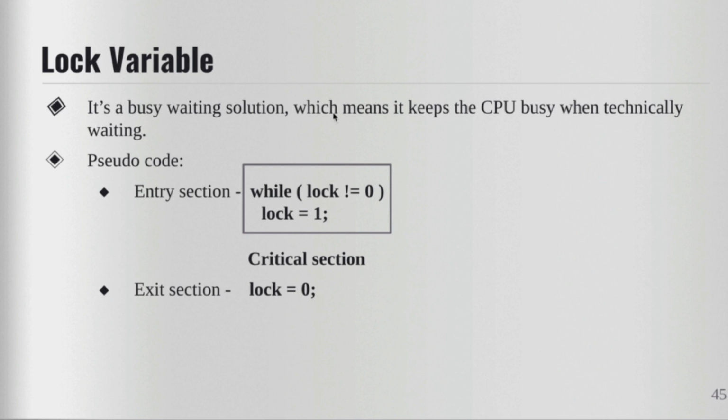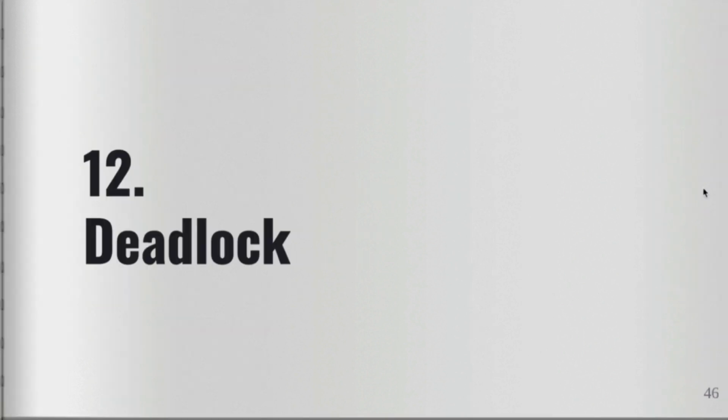So the P3 will follow the same process. Okay, so I hope it is clear to you as to what a lock variable is and how it solves the problem of critical section. Okay, thank you.